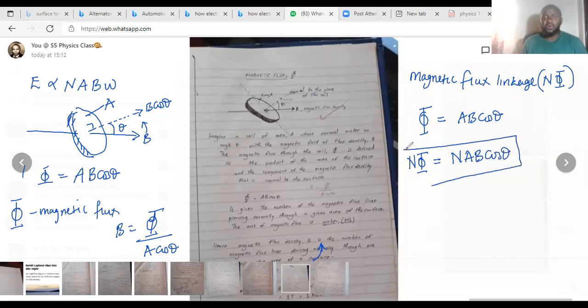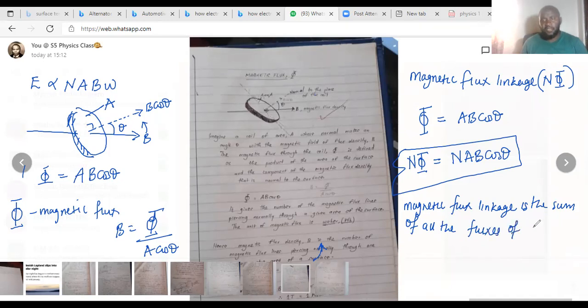So we should be seeing and knowing very well how all these equations are being brought about. So even if you visit the internet and you find such equations, you should know that this is talking about magnetic flux linkage or total flux. So it can be defined as the sum of all fluxes of the individual turns of the coil. So magnetic flux linkage, in summary, is the sum of all the fluxes of the individual turns of the coil. And this expression is right here. So whenever they ask you for magnetic flux linkage, we shall use that equation.